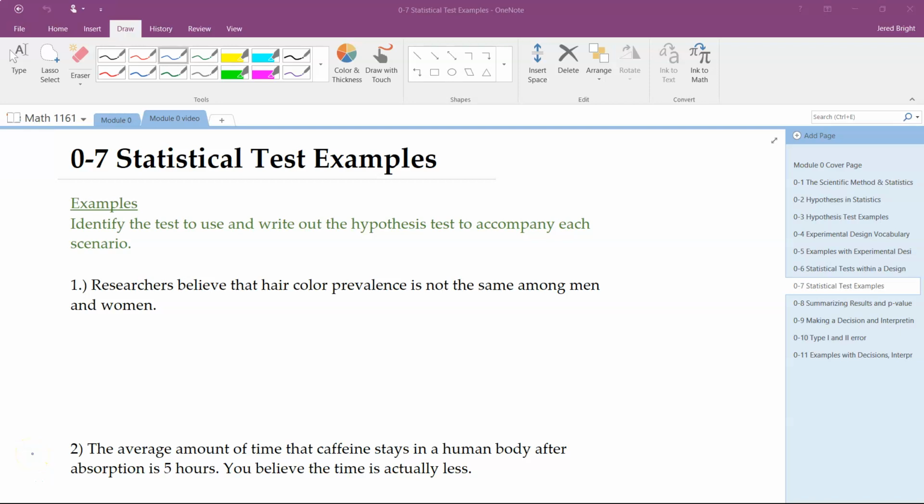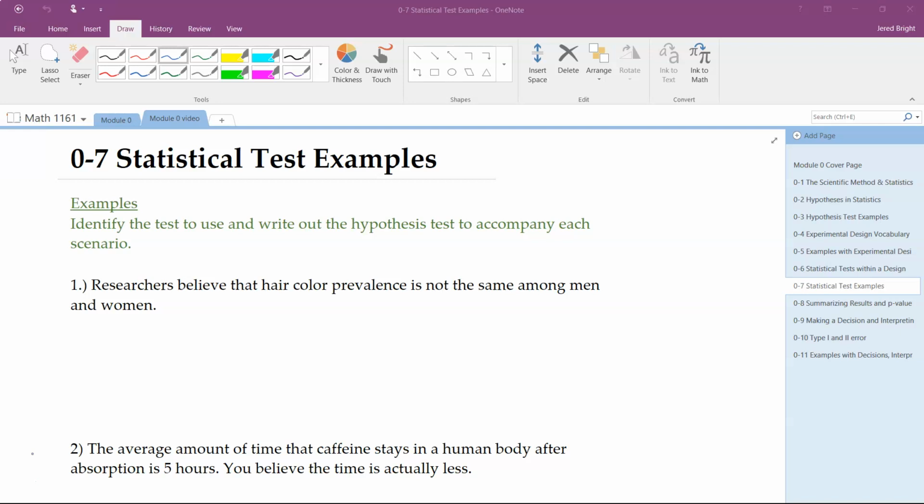Welcome back, and now we're going to go through a lot of examples. We have 5 examples on the docket, and all we need to do is identify the test to use and then write out the hypothesis test that would accompany each one. Okay, so the second part is a little interesting. We'll see how to do that as we go through these.